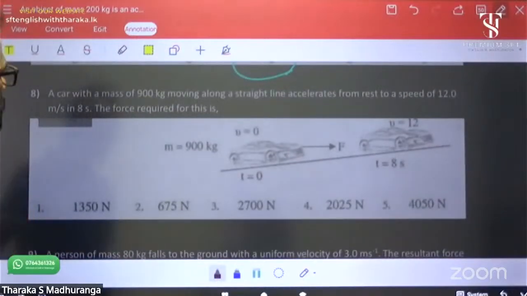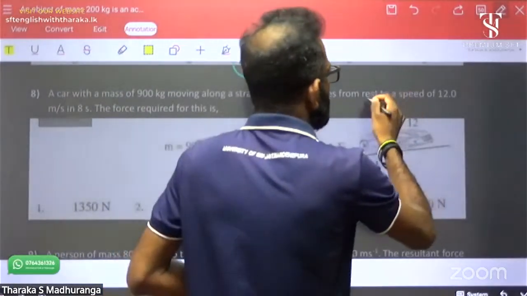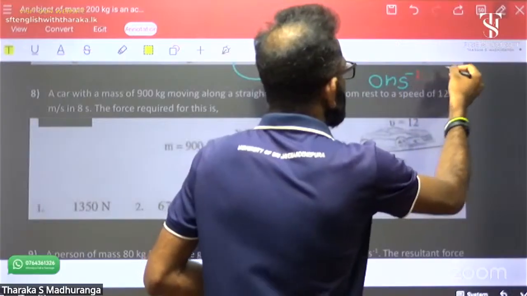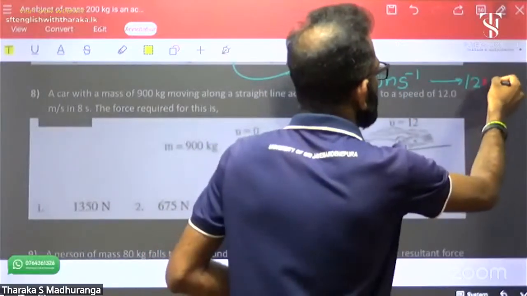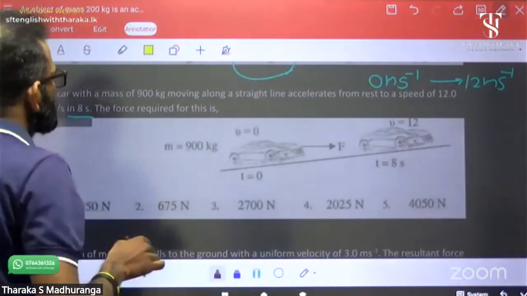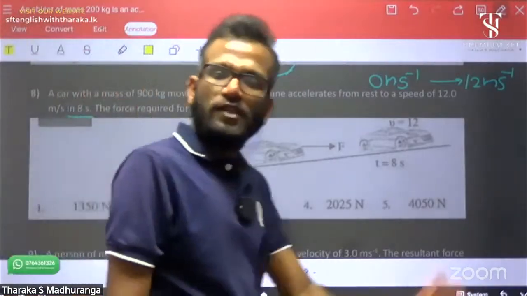A car with a mass of 900 kilograms is moving along a straight line, accelerating from rest to a speed of 12 meters per second. Rest means 0 meters per second, to 12 meters per second within 8 seconds. Find the force required for this process. Okay, what is the Newton's law?